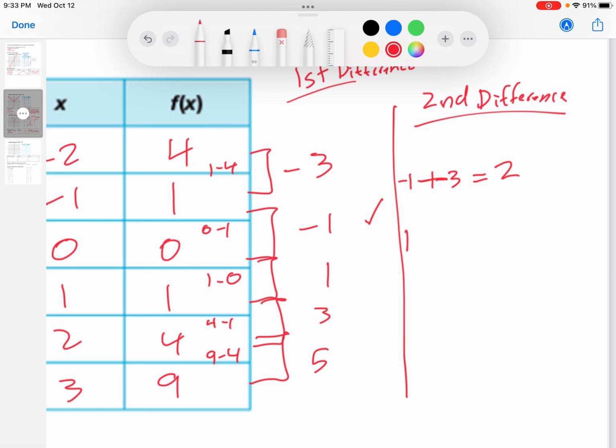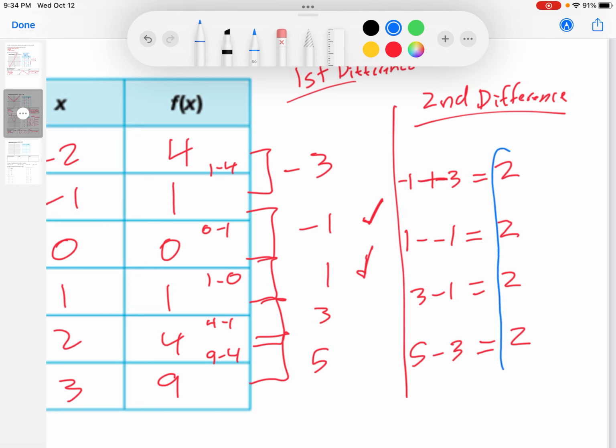Let's move on. Let's take 1 minus -1. That's this number right here and this number right there. Those are the two that we're subtracting. 1 minus -1 is 2. Let's take 3 minus 1. It's 2. Let's take 5 minus 3. It's 2. I want you to pause the video and ask yourself this simple question.